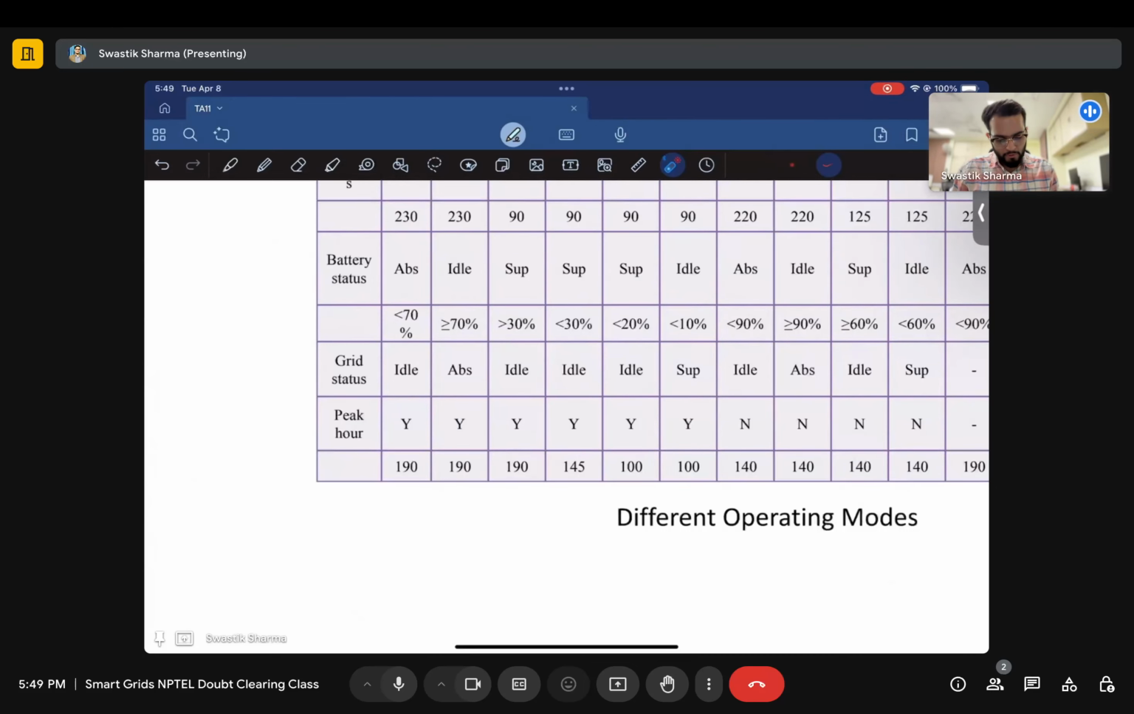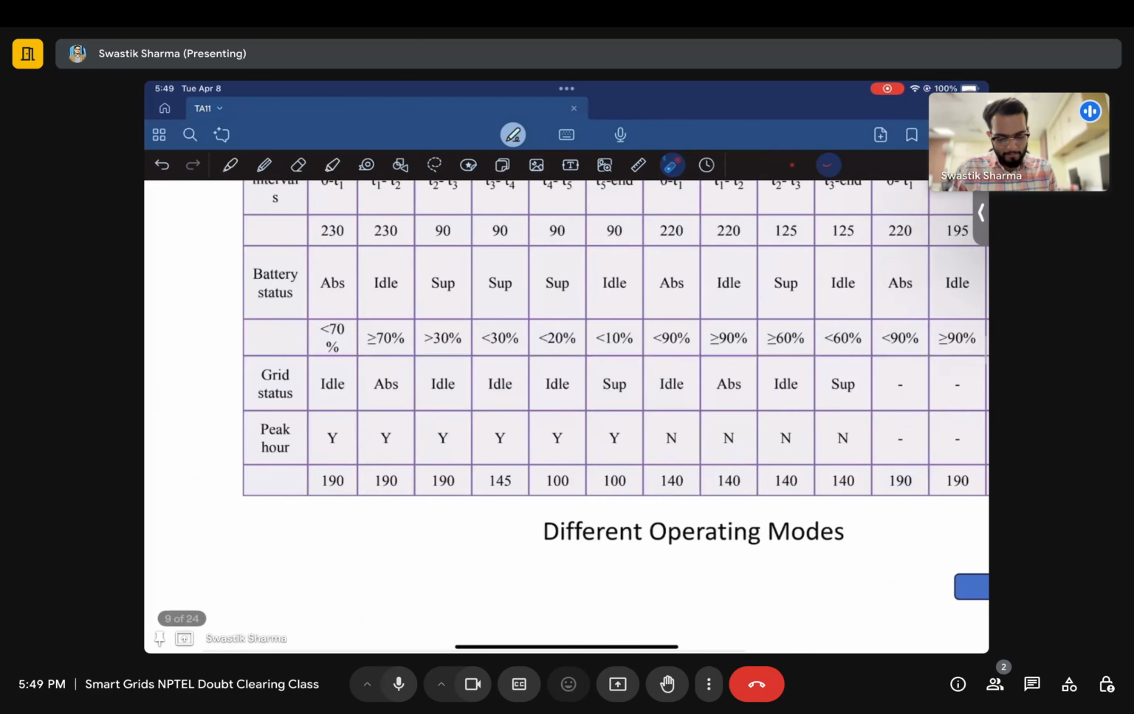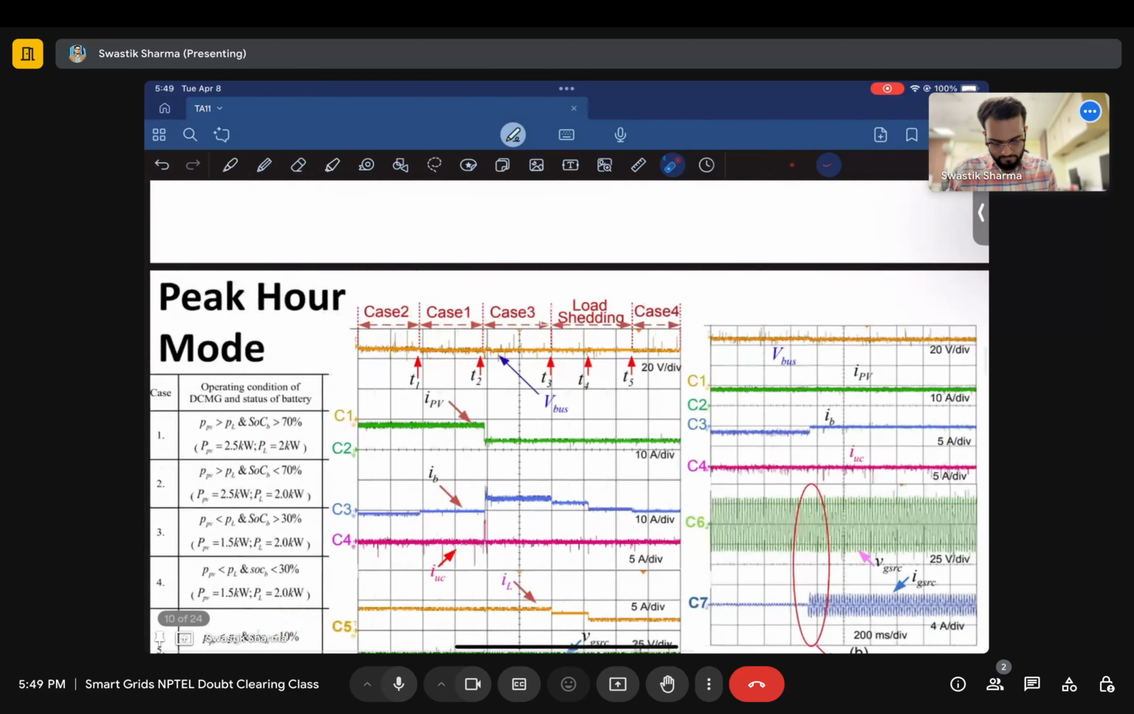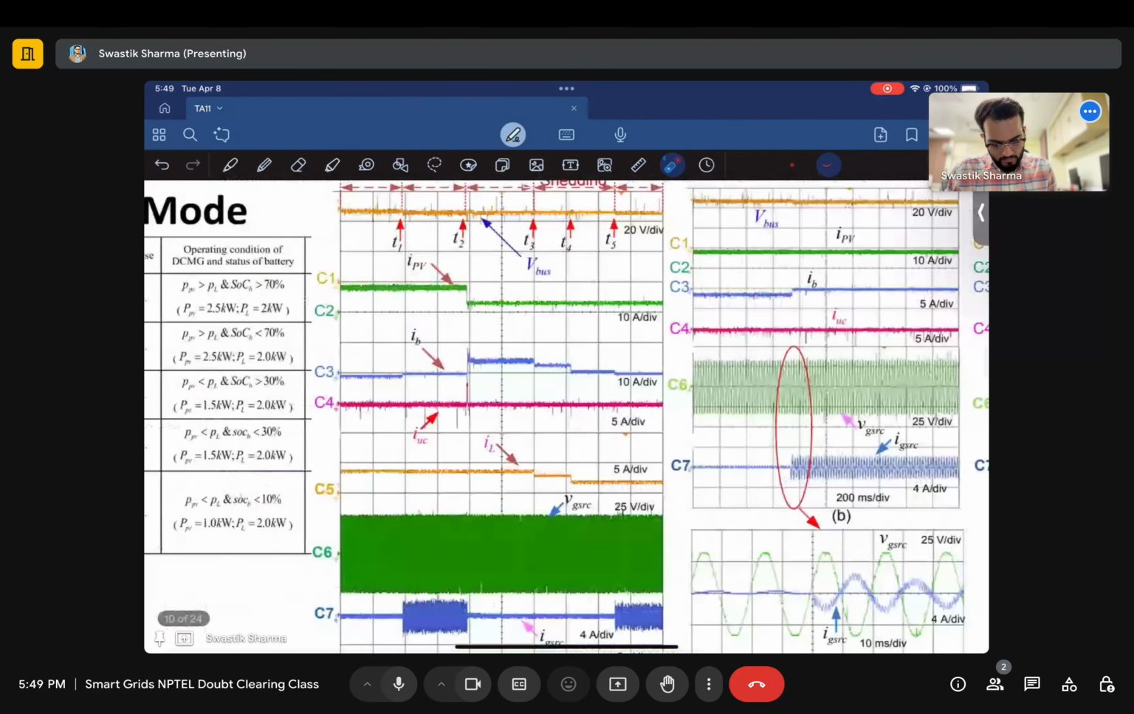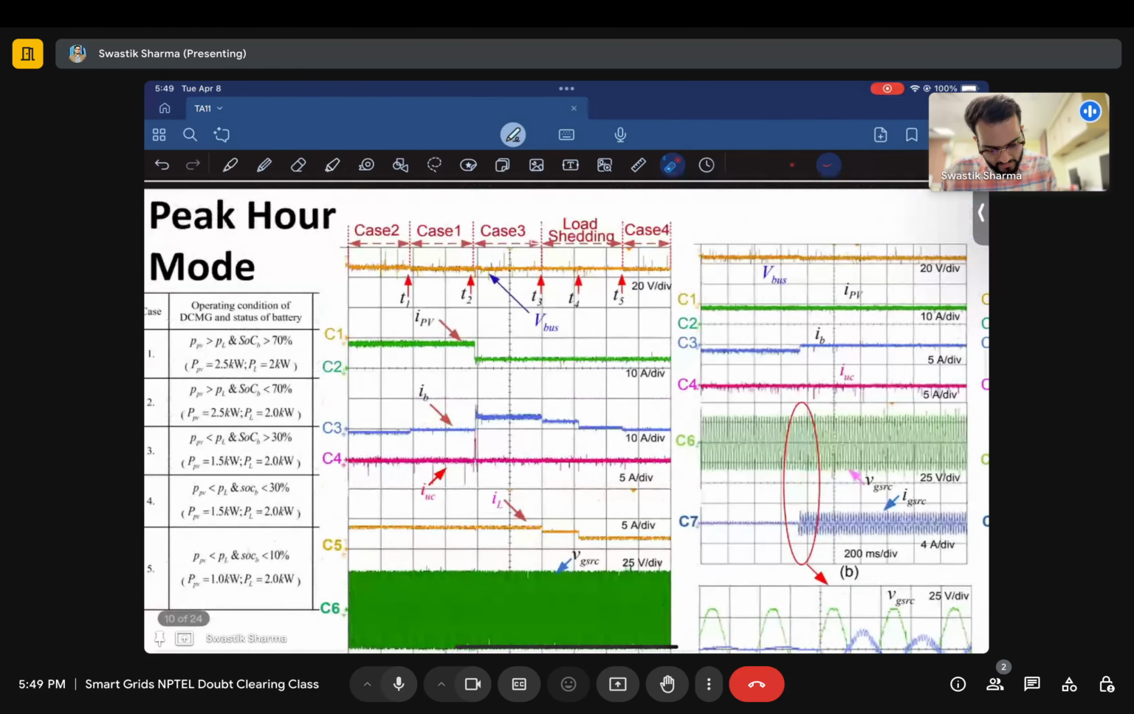Right, so your battery was absorbing. If you see from 0 to T1, your PV is supplying power. That is why this is positive, because your PV is supplying power to the system and your battery is absorbing.